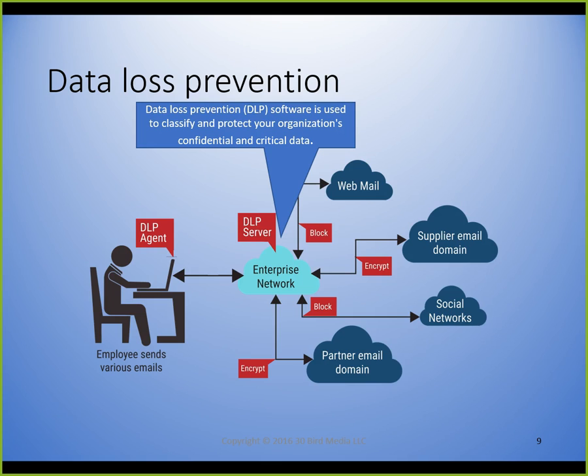And then the webmail over here, can you get to your personal webmail? We may block your personal email accounts. To the suppliers, encrypted social networks, probably going to be blocked, depending on what the company policies are. Partner email domain is going to be encrypted, so basically you can do business emails, but you can't do personal emails. The DLP software is used to classify and protect the organization's confidential and critical data. How are you going to keep the company's information inside the company? That's what data loss prevention software will do for us.